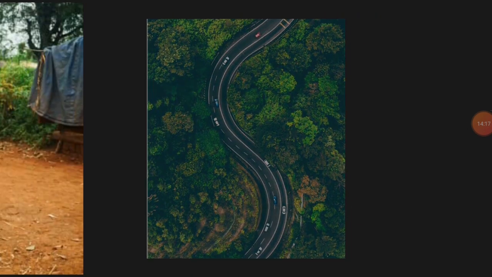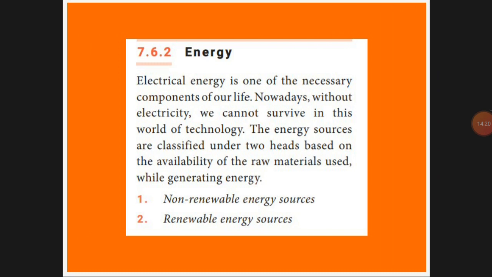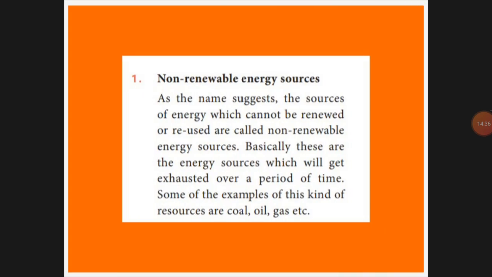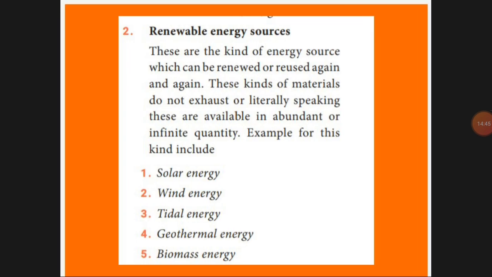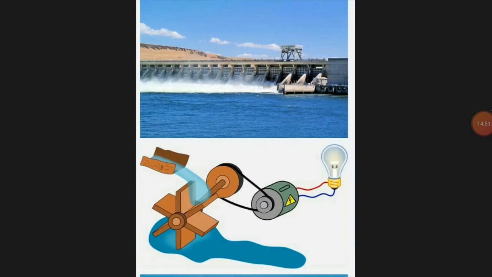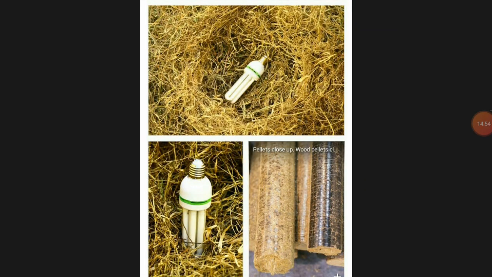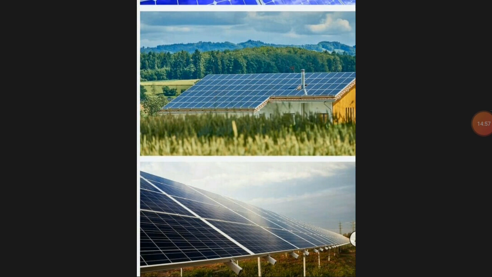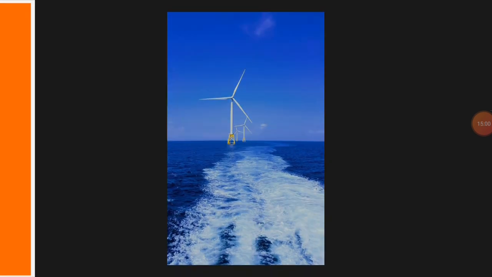Next, we'll go for the energy. Electrical energy is one of the main basic needs. As I said before, there are two types of energy: non-renewable and renewable. Non-renewable means it cannot be renewed or reused, for example oil and gas. Renewable means it can be reused, for example solar energy, wind energy, tidal energy, biomass energy, geothermal energy.